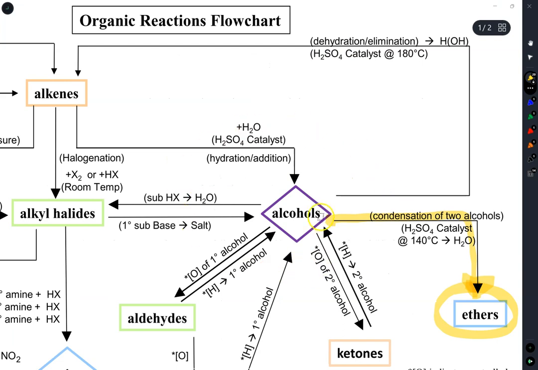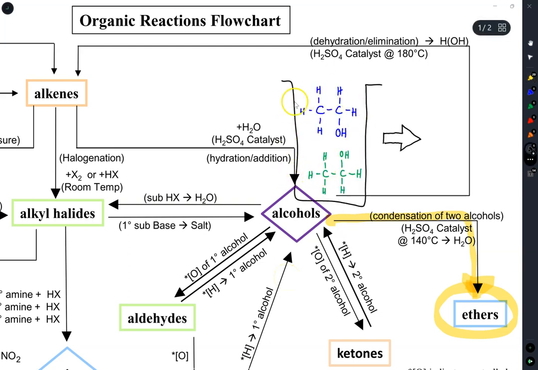Looking at our flowchart, this is summarized by the condensation of two alcohols using sulfuric acid as a catalyst to produce an ether. Now, if you've been paying attention, there is a problem. Let's say I've got a beaker full of ethanol. So this is ethanol, 2 carbons, 1 hydroxyl. If I add sulfuric acid catalyst and heat, a hydrogen from one of the alcohols and a hydroxyl from the other alcohol will combine to make water. And once they are gone, we can attach these two together to create an ether.